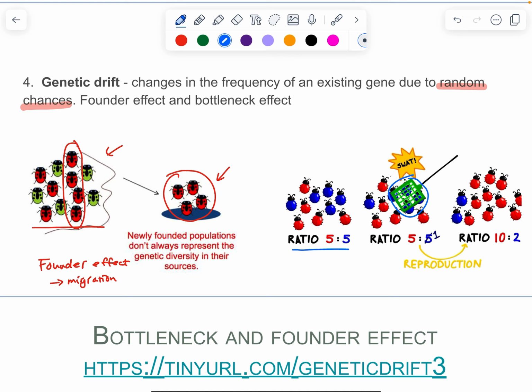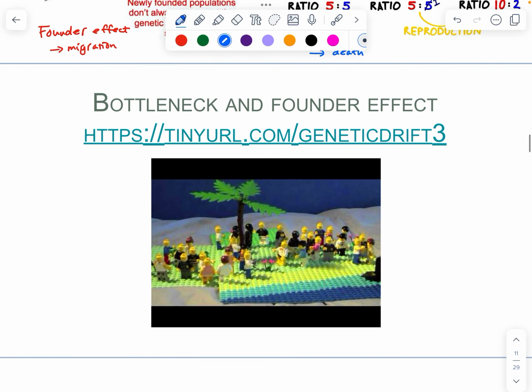blue beetles. As a result, the remaining population was predominantly red beetles, and the remaining population continued to breed and reproduce. As a result, after many generations, the resulting beetle population became predominantly red. And the population has evolved due to this random event. So we call this type of genetic drift bottleneck effect. And the key word for bottleneck effect is death of a large number of individuals in a population due to a random event.